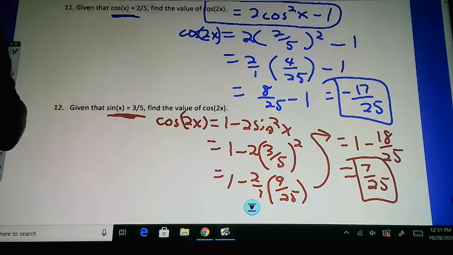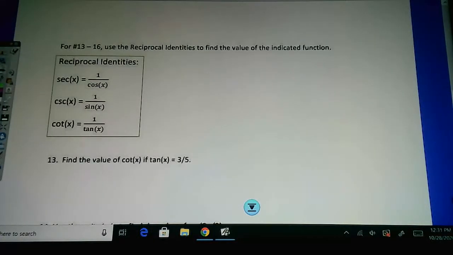All right, moving right along here. Reciprocal identities. These are kind of easy. Basically, you're just finding a flip of one of the main ones. Secant is a flip of cosine. Cosecant is a flip of sine, and cotangent is a flip of tangent.